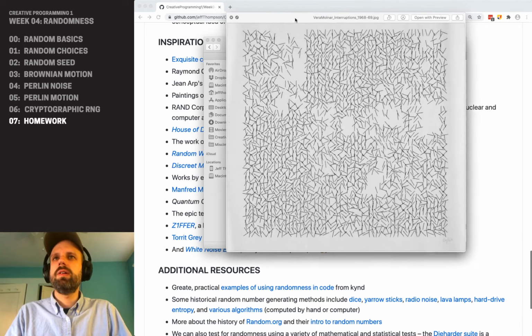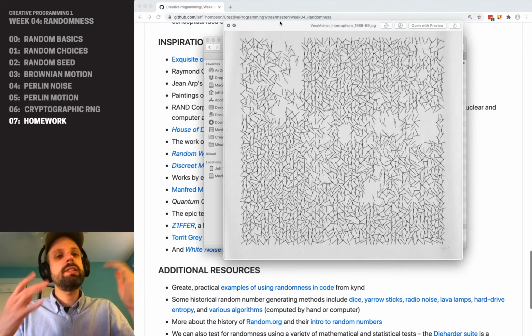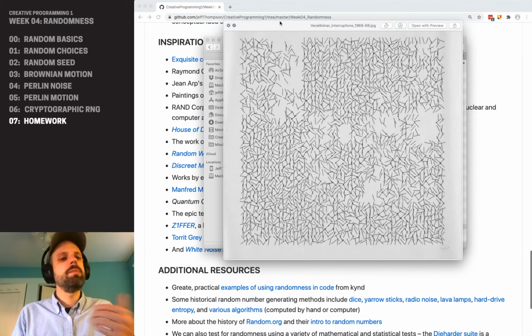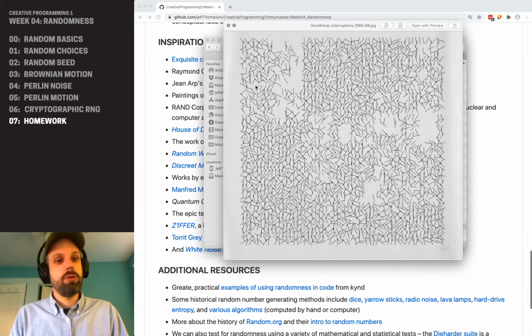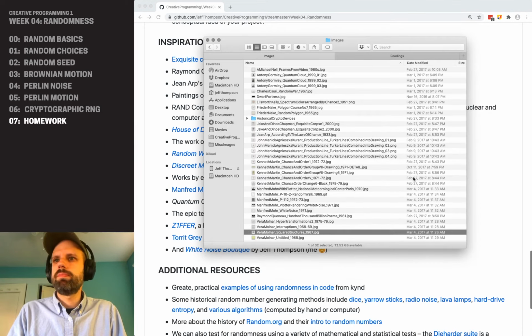This is from a similar time period, 68-69, called Interruptions. Again, we can start to see how this is made in a similar way to what we've covered already, right? So you've got randomly rotated lines on a grid, and then randomly choosing not to draw a line. So this even harkens back to the very first week, things like Sol LeWitt and these instruction drawings. And we can start to see the algorithm, the recipe by which these are made.